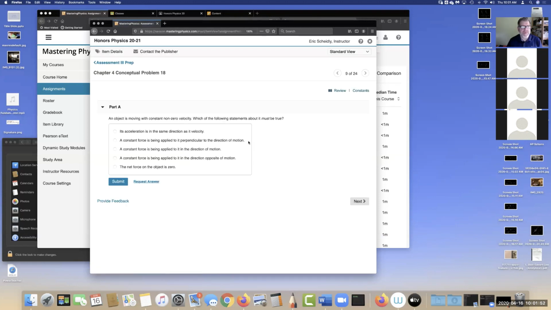An object is moving with a constant non-zero velocity. Which of the following statements about it must be true? It's moving with a constant non-zero velocity. Constant velocity means its acceleration is 0. If the acceleration is equal to 0, then the net force is equal to 0, and I see that answer appears right here.